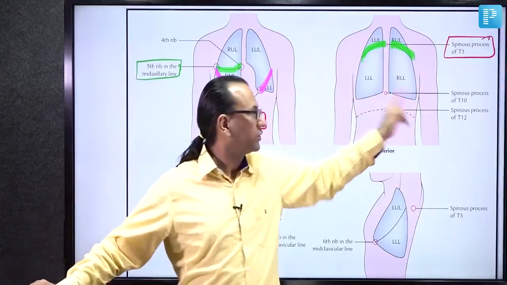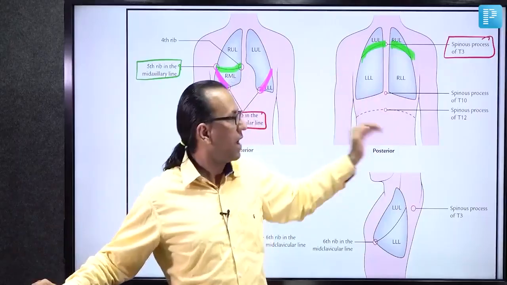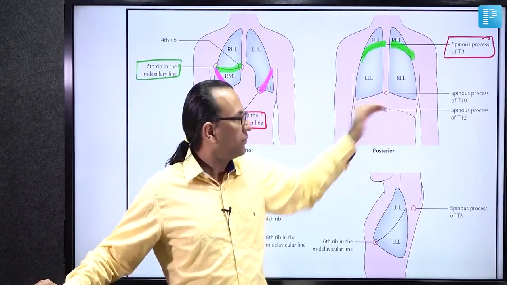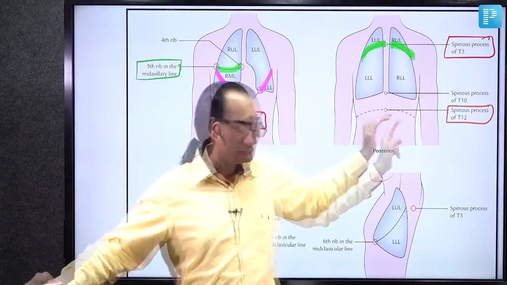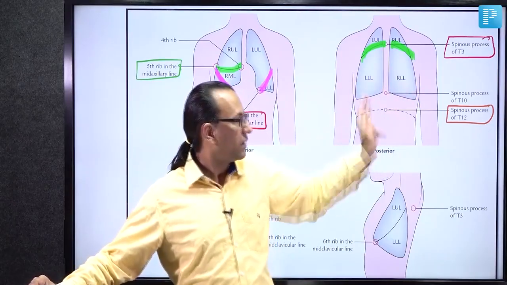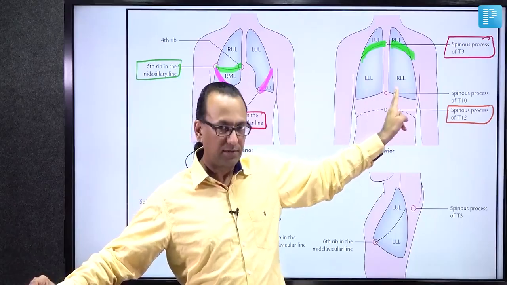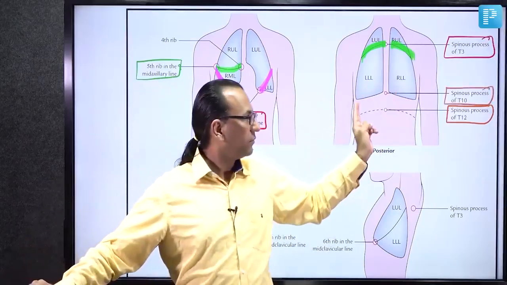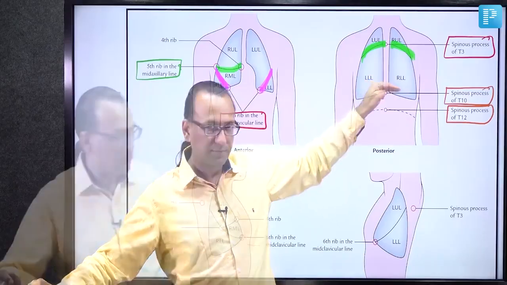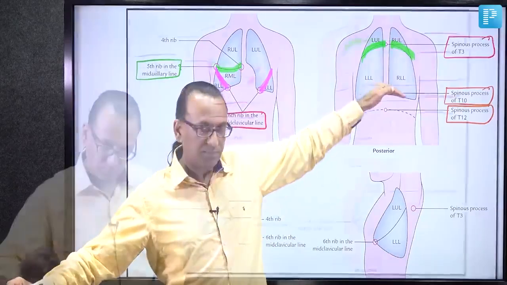And what is the level of lungs posteriorly? It is 2 ribs higher than the pleura. What does that mean? Pleura was reaching the 12th rib level and the lung will remain 2 ribs higher in the paravertebral line. That means at the 10th rib. So the lower border of the lungs is at the 10th rib posteriorly. Yes, that's the point. 2 ribs higher than the pleura.